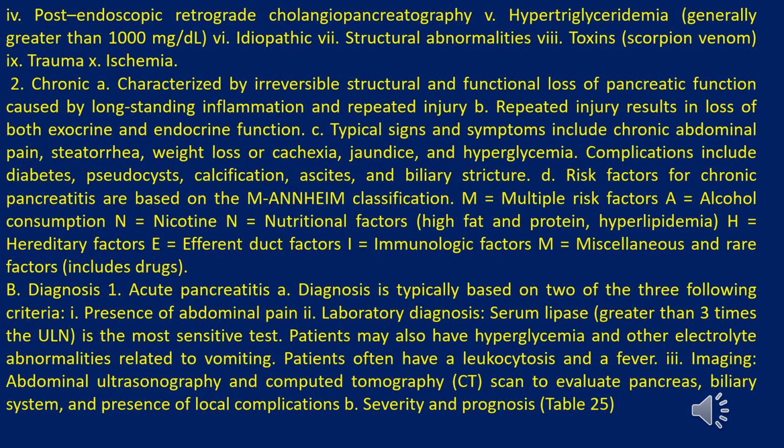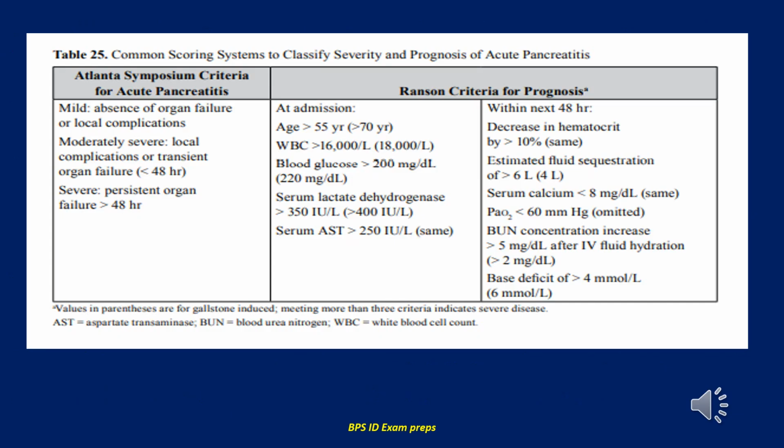3. Imaging. Abdominal ultrasonography and computed tomography (CT) scan to evaluate pancreas, biliary system, and presence of local complications. B. Severity and prognosis as shown in Table 25. Pause the video and carefully scrutinize Table 25 summarizing common scoring systems to classify severity and prognosis of acute pancreatitis.